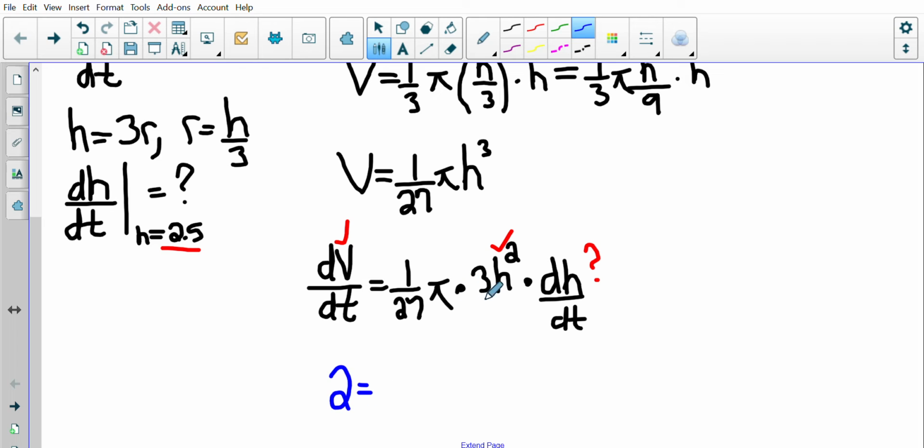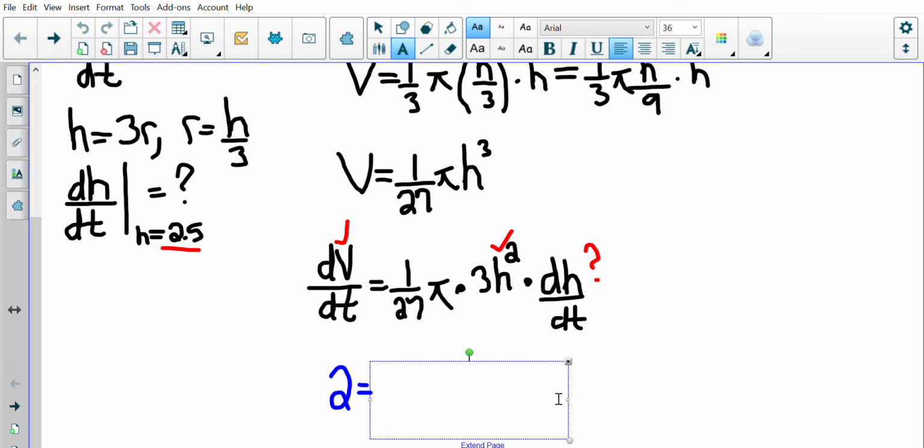Now I got this 3 here and a 27 here and a pi, so I might just figure that all out as a number there. So let's see here. I grab my calculator. I take 3 times pi, 3.14, and then I'm going to divide by 27.